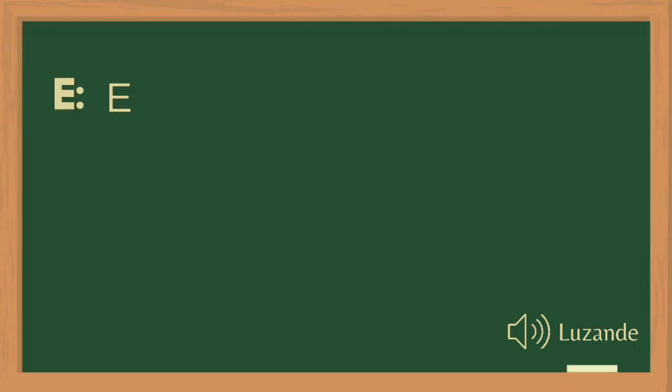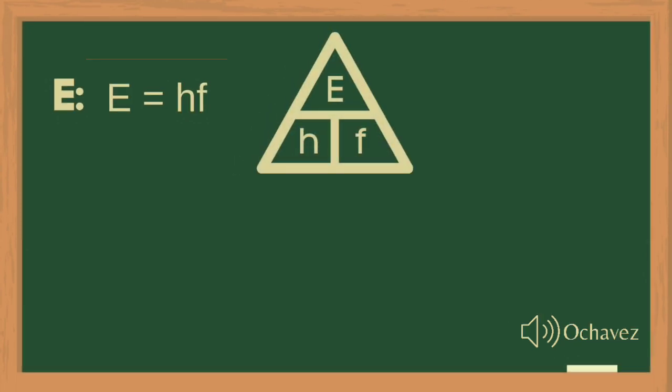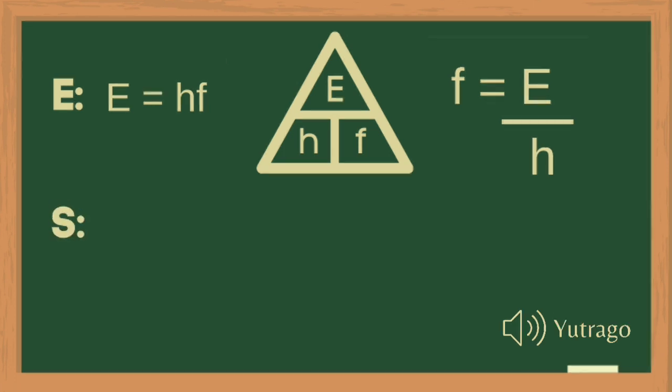So what will be the equation to be used in this problem? We may consider the second equation, which is energy is equal to Planck's constant times frequency. Since we are looking for frequency, we need to use the triangulation method. The equation will be frequency is equal to energy over Planck's constant. Now, let's proceed with the solution.